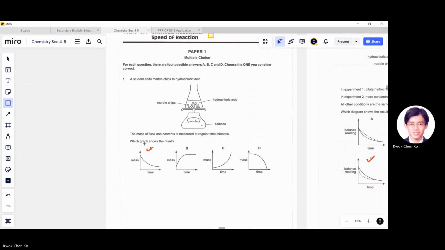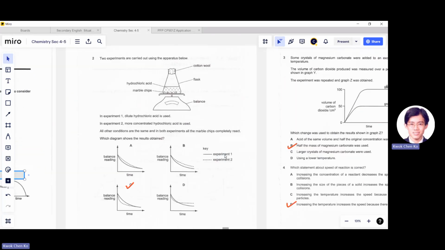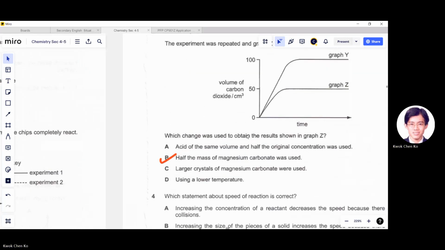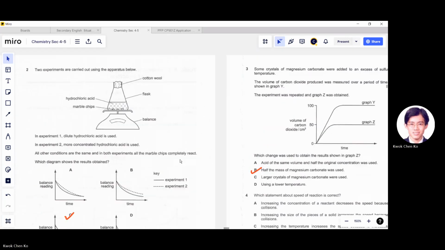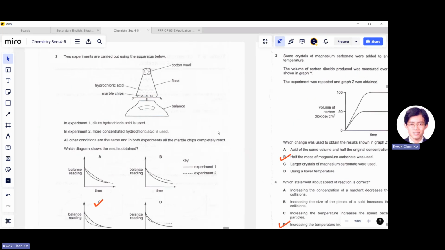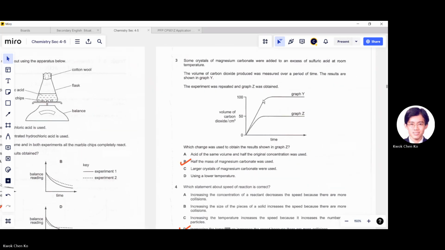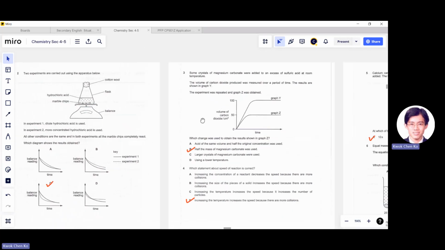Wait, question 3 can be C or D, right? Just follow the picture. But you said at room temperature. How come my version is different from yours? Oh, it's the same. Number 3. Think carefully here. There's only one answer.